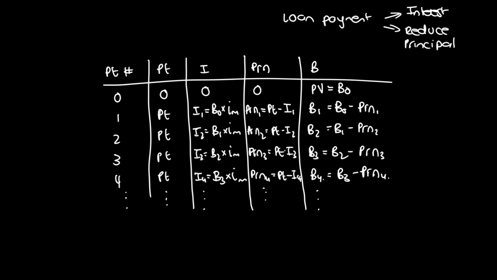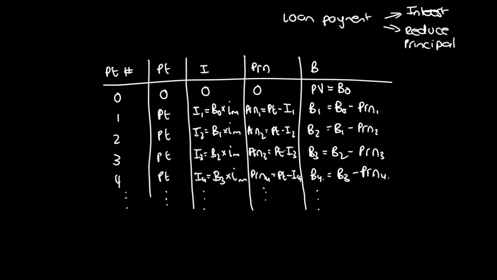Okay. Then we're going to have our principal reduction, and that's the actual payment minus what goes towards the interest. The rest of it goes towards reducing the principal. And then we have our new outstanding balance. It's the old outstanding balance of the time period before that, minus the principal reduction from that payment. And again, this table is going to repeat itself.